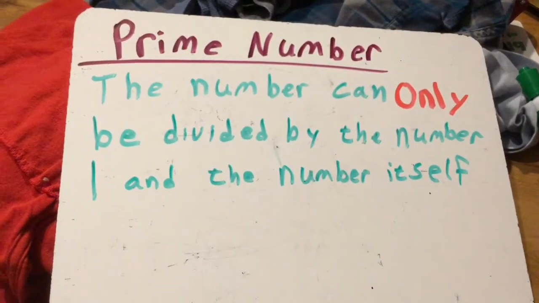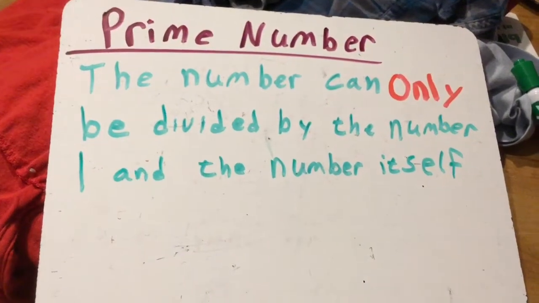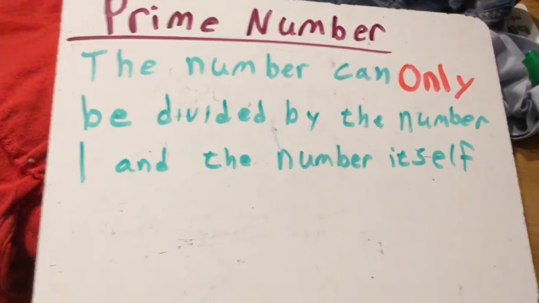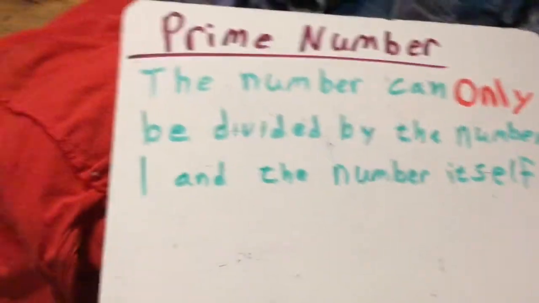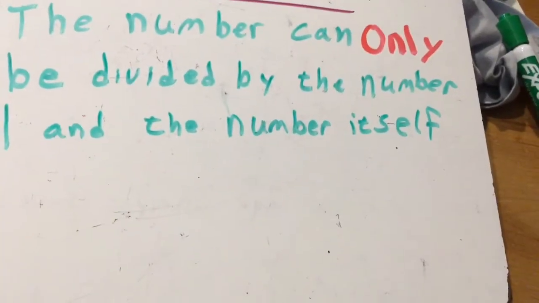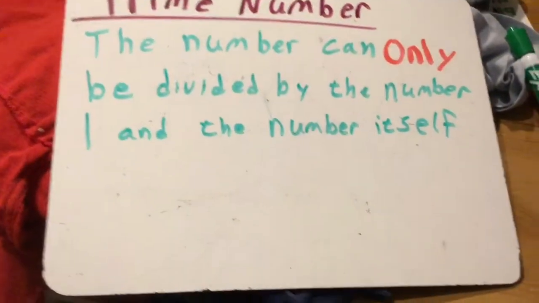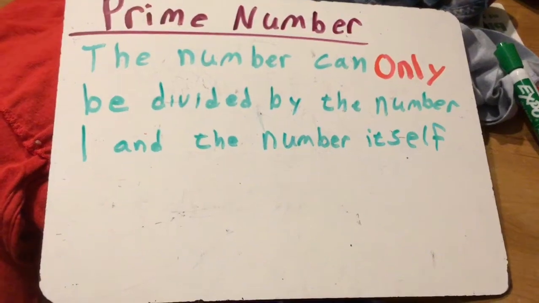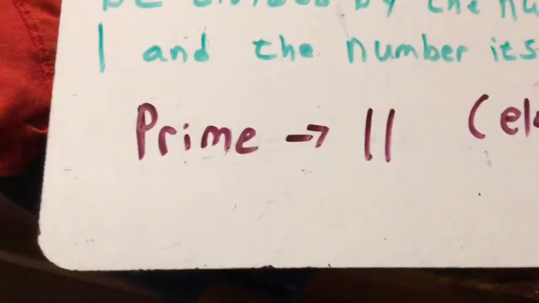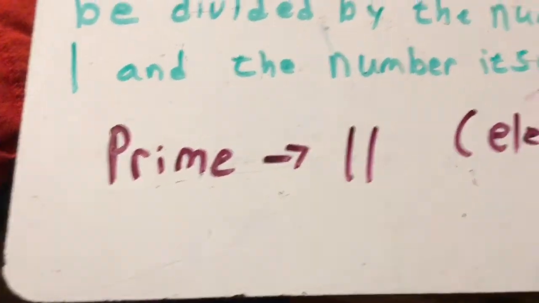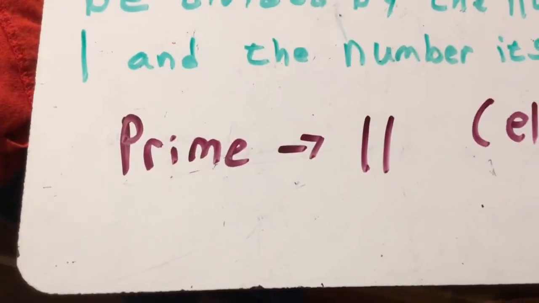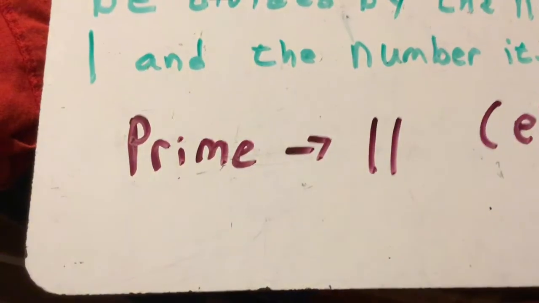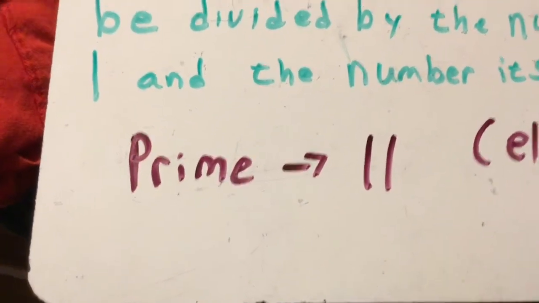A prime number is a number that can only be divided by the number 1 and the number itself. So let's look at some numbers that are prime numbers. The number 11 is a prime number. You can only divide 11 by 1 and 11.